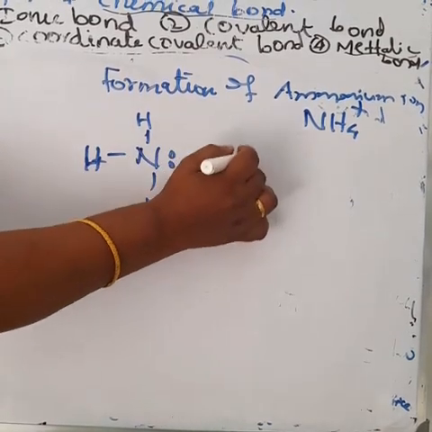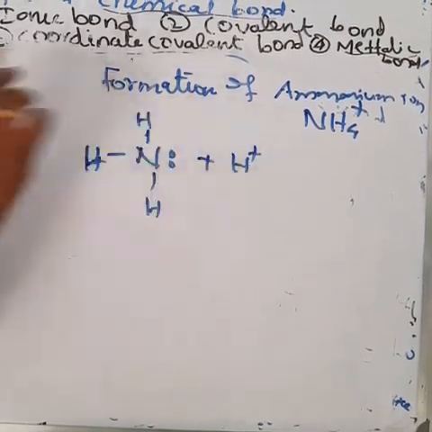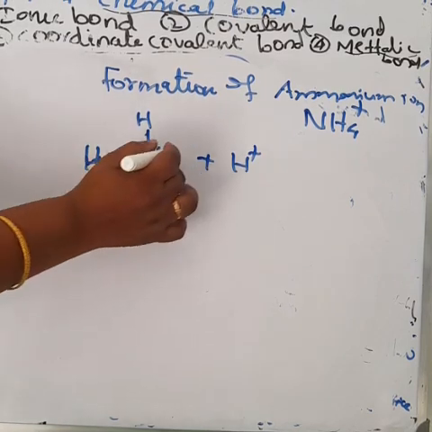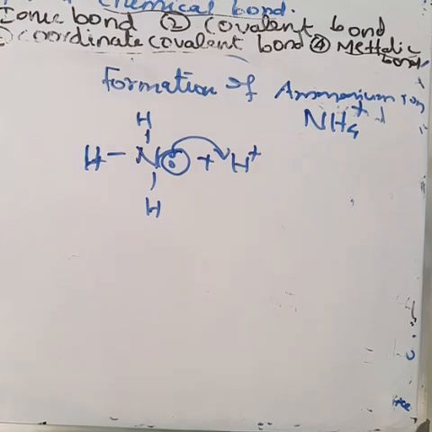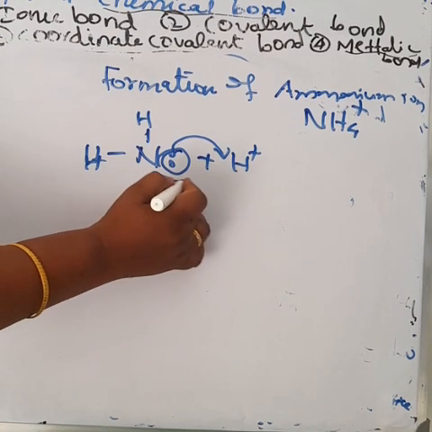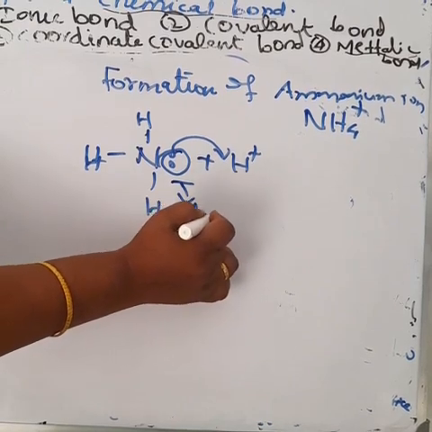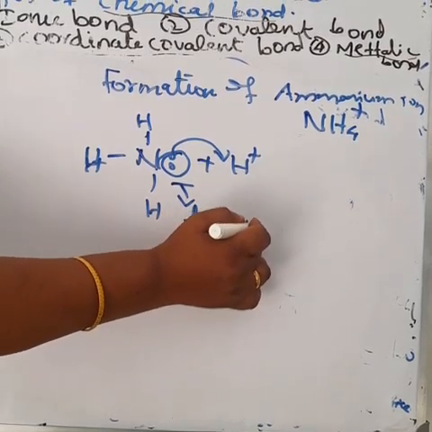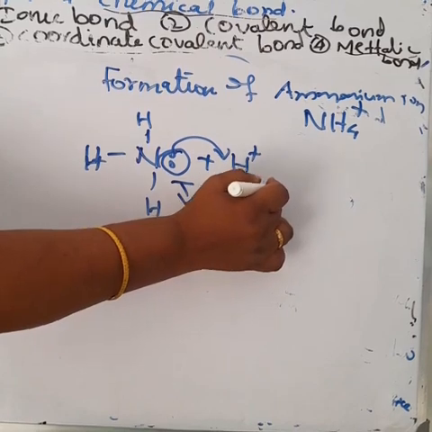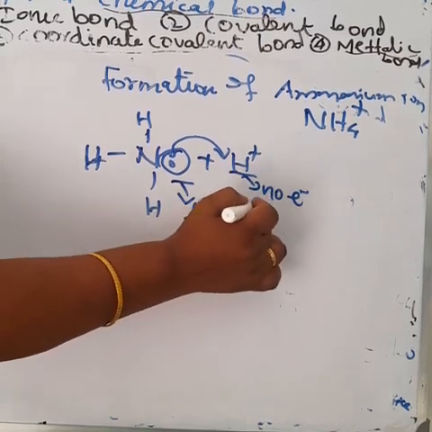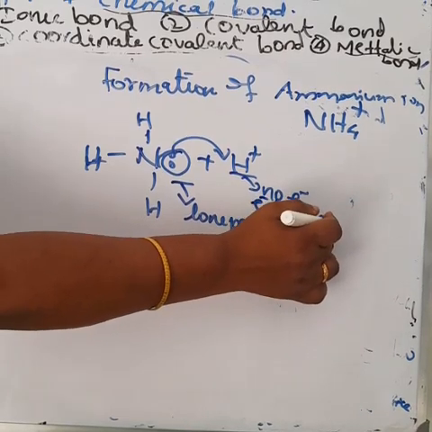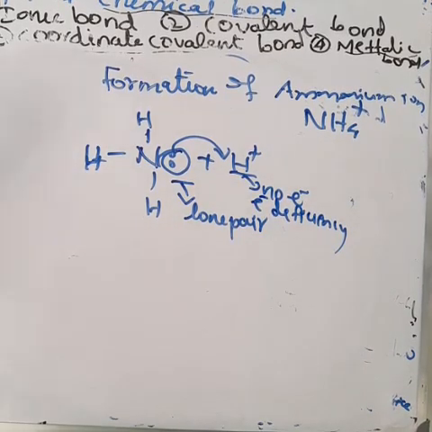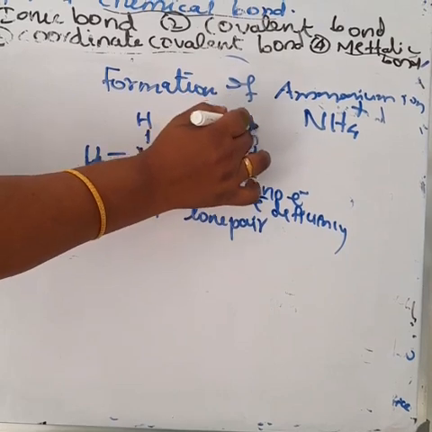When it is combining, the nitrogen atom shares its lone pair of electrons with the hydrogen ion. Hydrogen has no electrons now. Okay, H plus means no electrons. Electron deficiency here. H plus means no electrons. This is not an atom, this is an ion, hydrogen ion.